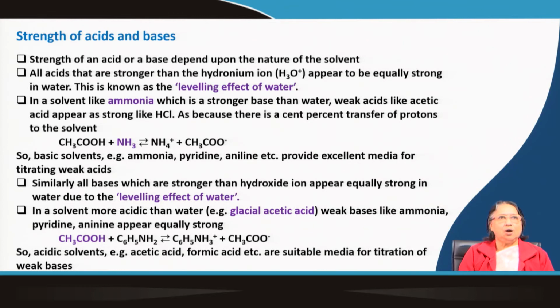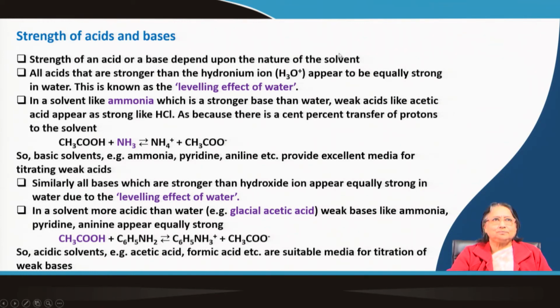Now, strengths of acids and bases. Strengths of acids and bases depend upon the nature of the solvent. I already told you the Arrhenius concept, I already told you the Franklin concept. So, the nature of an acid and base will depend on the solvent. How acidic it is, whether it is an acid or not, everything will be decided by the solvent.